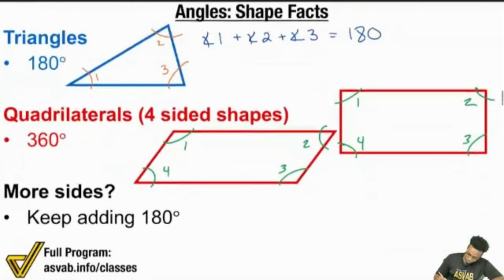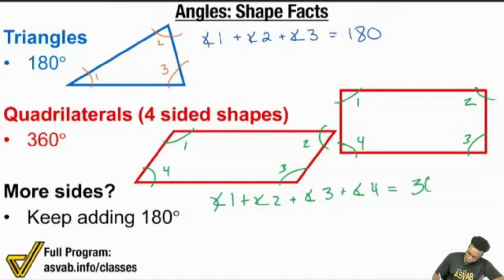So all I've got to do is write this right here and we're good. Angle 1 plus angle 2 plus angle 3 plus angle 4 equals 360 degrees for rectangles. And if you have more sides, from 4, just keep adding 180. So for a pentagon, for 5 sides, that's 540. Then you've got 720, then 1080, and then you keep going from there.